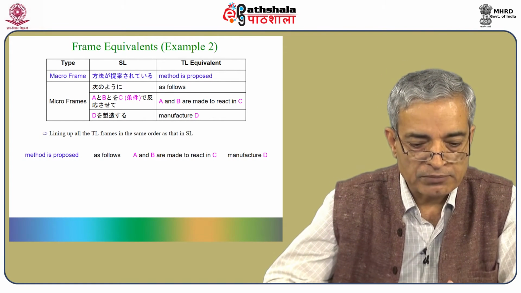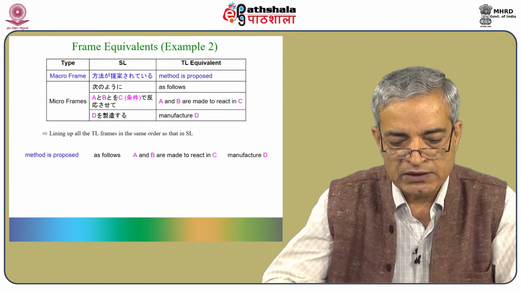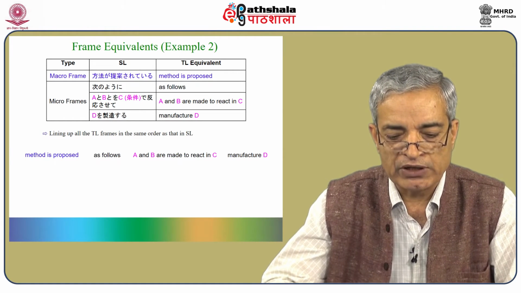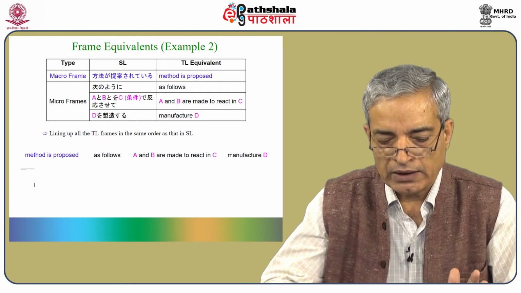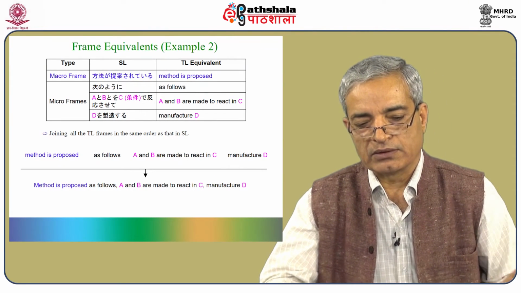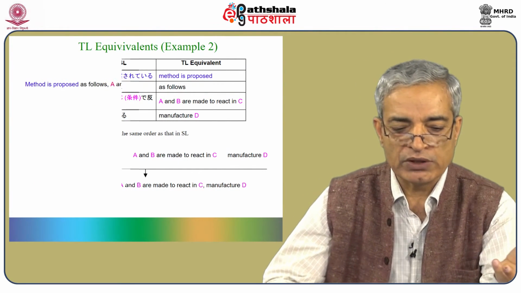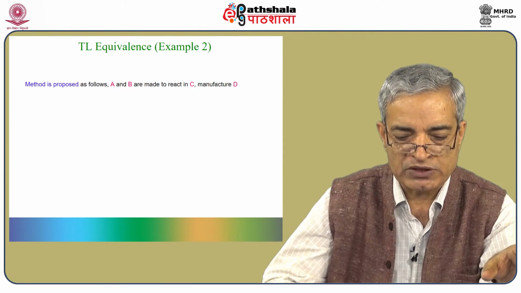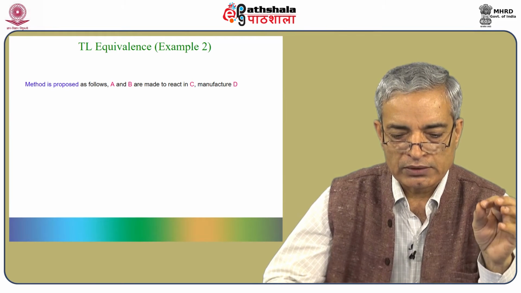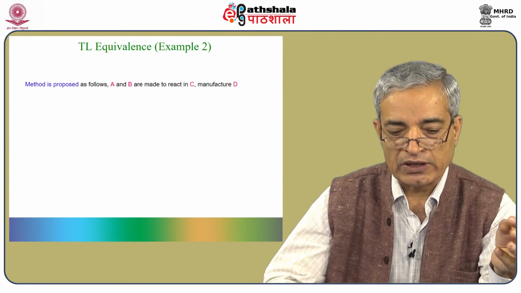And if we line up all these elements now, method is proposed as follows. A and B are made to react in C, manufacture D. And let's see, can we do some fine tuning, or first let's try to bring back the lost elements that were kept aside, or the substituted elements also.